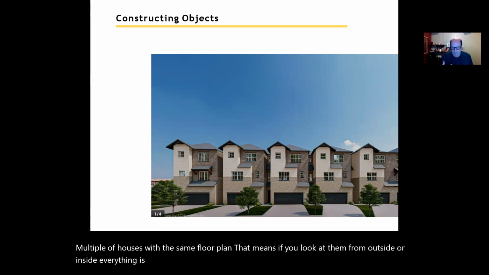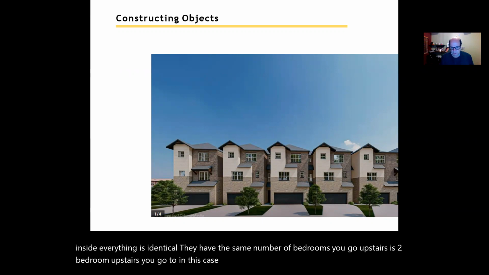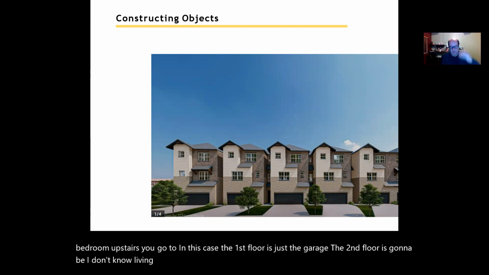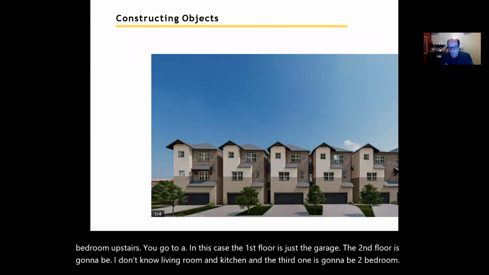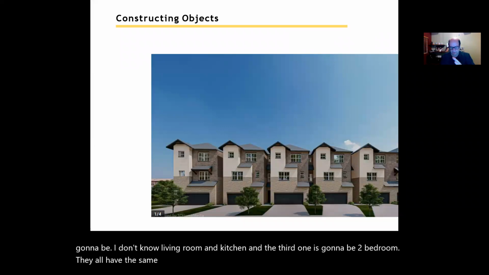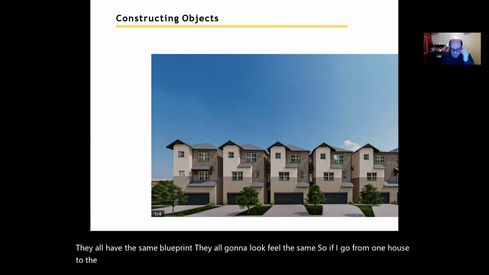They have the same number of bedrooms. You go upstairs, it's 2 bedrooms upstairs. In this case, the first floor is just a garage. The second floor is going to be, I don't know, living room and kitchen. And the third one is going to be 2 bedrooms. They all have the same blueprint. They're all going to feel the same. So if I go from one house to the other one, they all look the same.